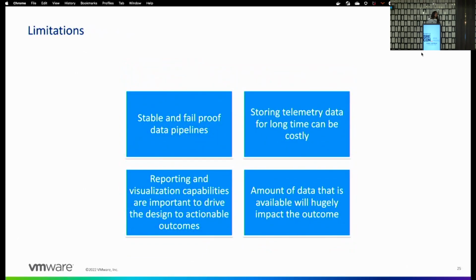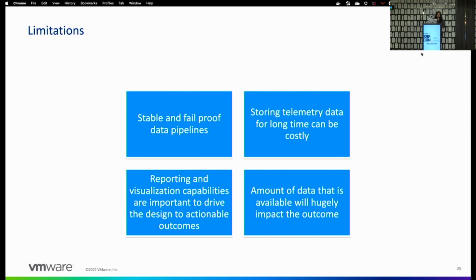But no system is perfect. We do have some limitations. For this system to work, we need to have very stable, fail-proof data pipelines. If at all we miss even a single day's data, the derived metrics can be different. So we have to make sure that pipelines are stable and are not failing, and we have to alert on these pipeline failures or data push failures, and the visualization or report failures and all of these related items.